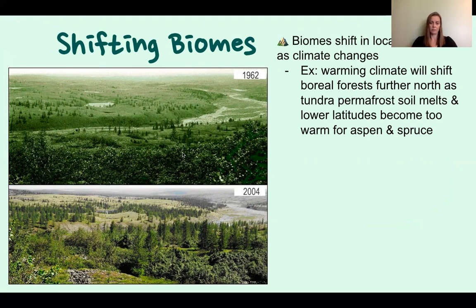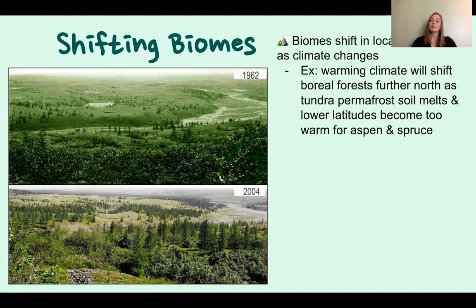This is an image in 1962 of the boreal forest. And you'll notice all of this greenery here. And as you move farther north, this image is looking north, you're seeing the trees peter out and you're seeing more low growth. So you're actually seeing the borderline between the boreal forest and the tundra, or taiga and tundra. And you can see in 2004 that much of that greenery, much of the trees have actually migrated farther north, and there's less down towards the southern edge of the photo.